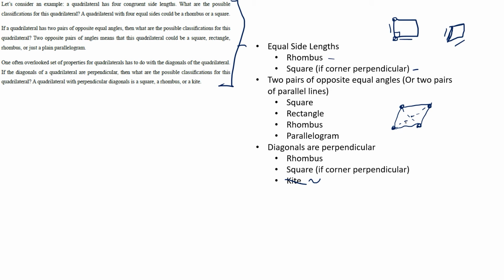Because if the diagonals are perpendicular, so if this slope is the negative reciprocal of this slope, then it has to be a rhombus, square, or kite. It cannot be a rectangle or a parallelogram. A parallelogram technically encompasses everything except a kite here, but that is the least specific one. So if it had two pairs of parallel sides and none of these other properties, it's a parallelogram.